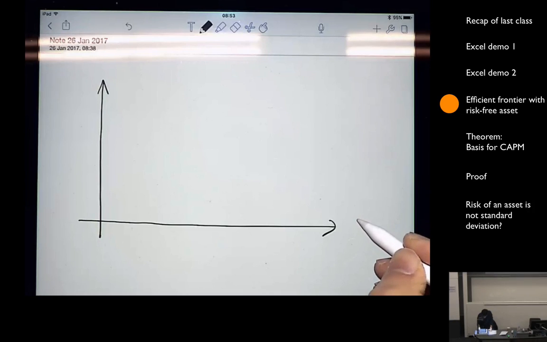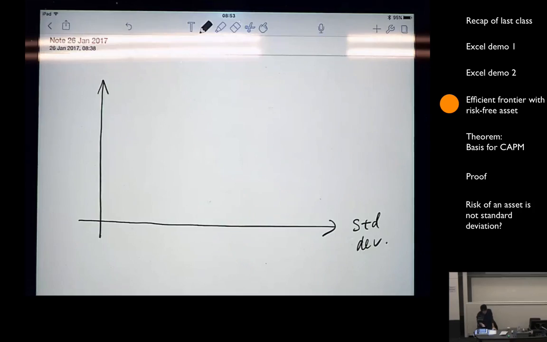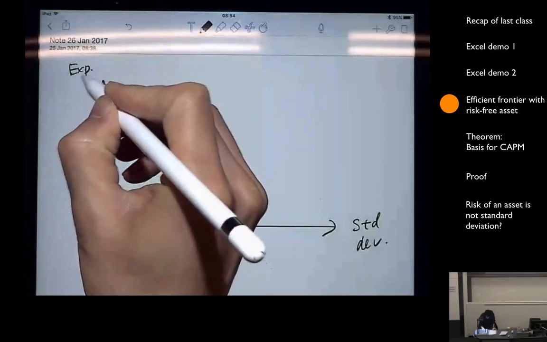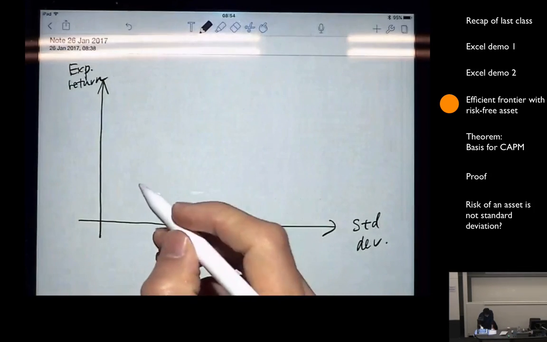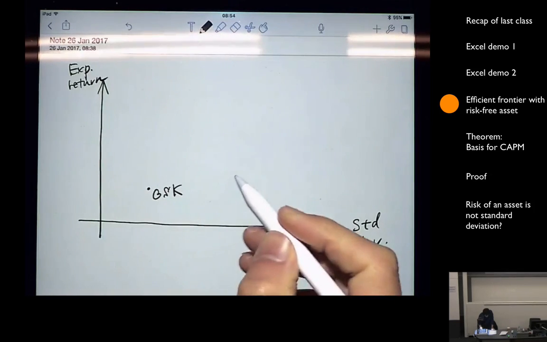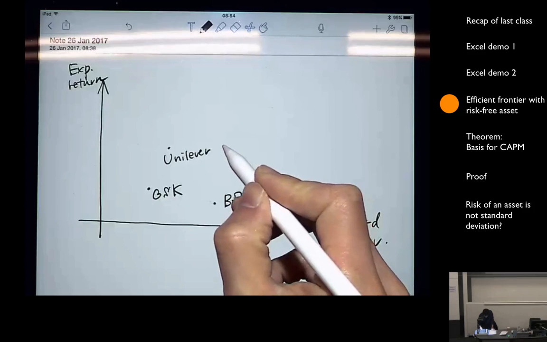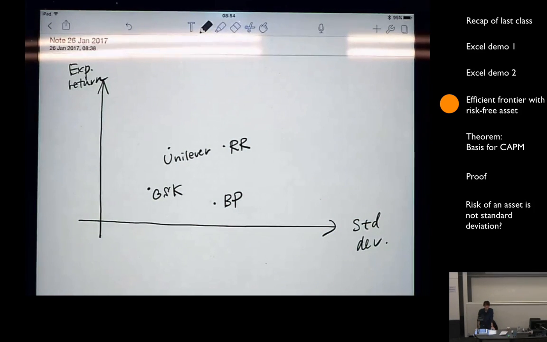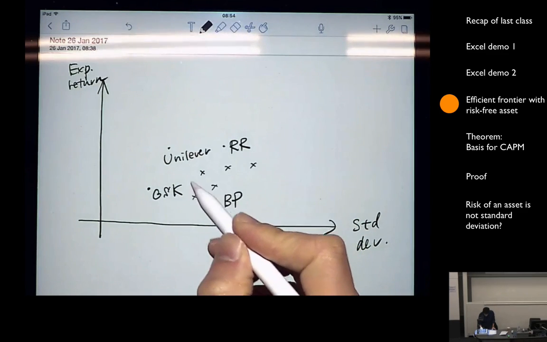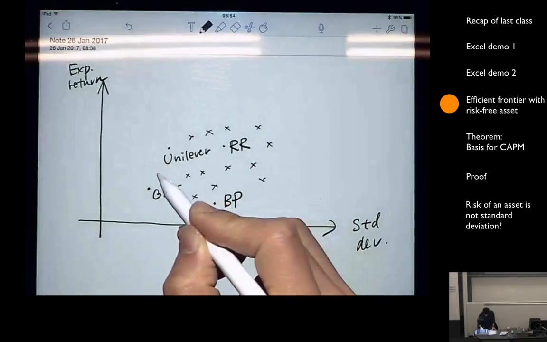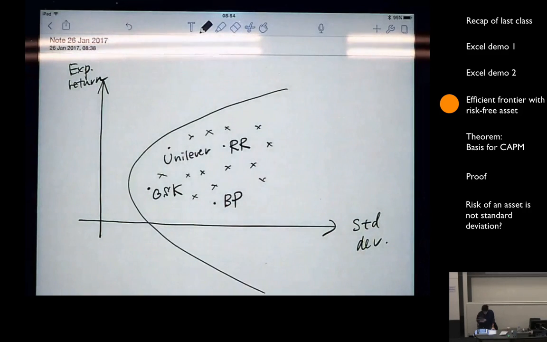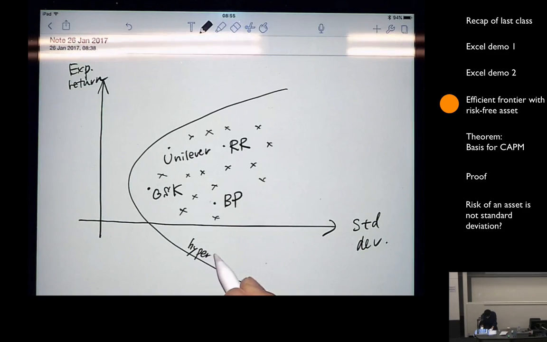Okay, so the horizontal axis is the standard deviation, and the vertical axis is the expected return. And we have GSK, BP, Unilever, and Rolls-Royce. Some stocks are higher risk, higher return than others. And by combining these four stocks, we can achieve any risk-return combination in this efficient frontier. This is a hyperbola. The efficient frontier, the border, is a hyperbola without a risk-free asset.